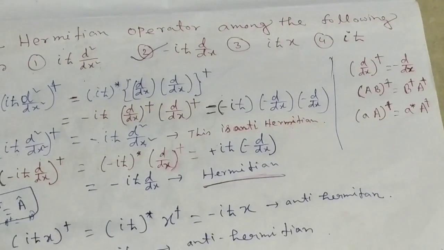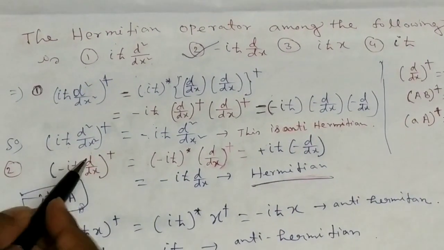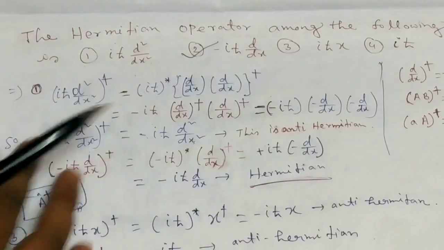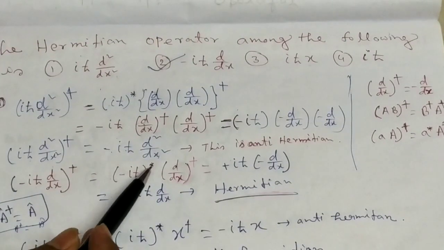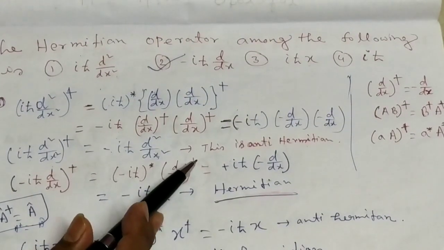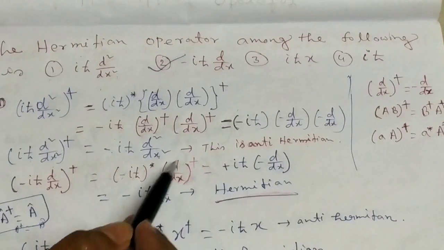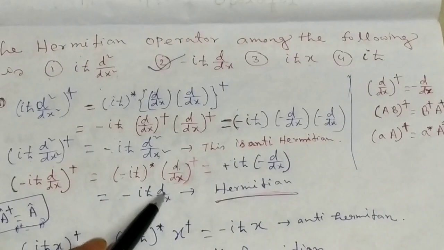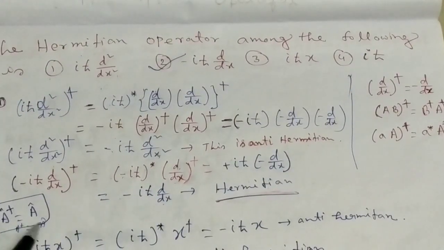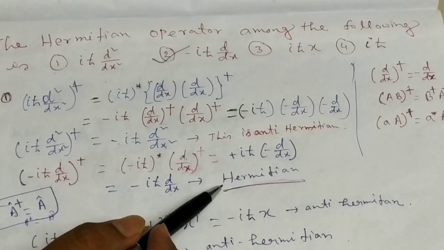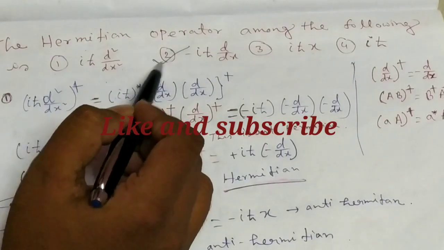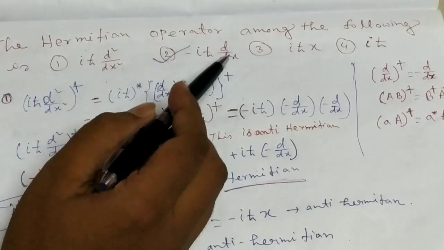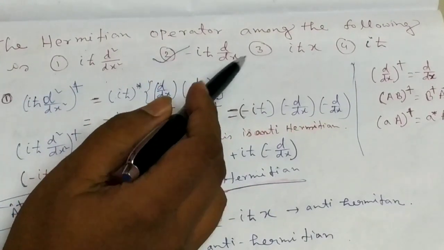Now for the second problem, (−iℏ d/dx)†. So (−iℏ)† times (d/dx)†. (−iℏ)† means iℏ, and (d/dx)† is equal to −d/dx. That means −iℏ d/dx. So A† is equal to A, so it is a Hermitian operator. So the option is 2. The second option is correct, and the Hermitian operator is −iℏ d/dx.